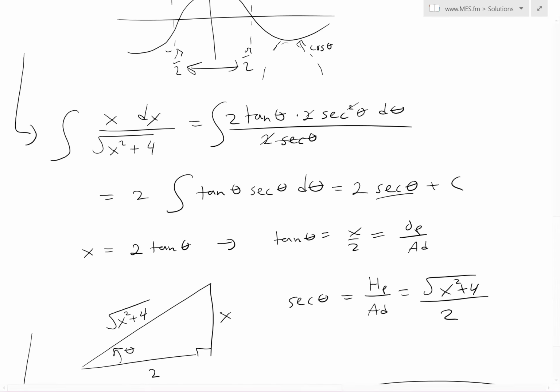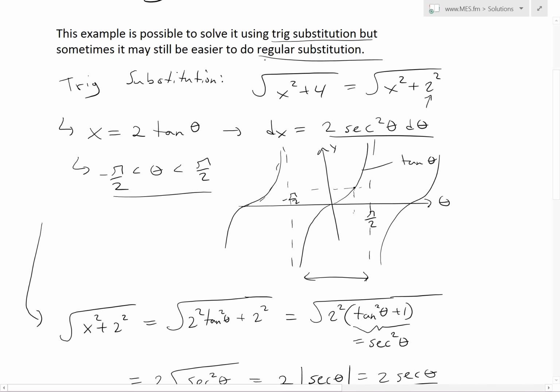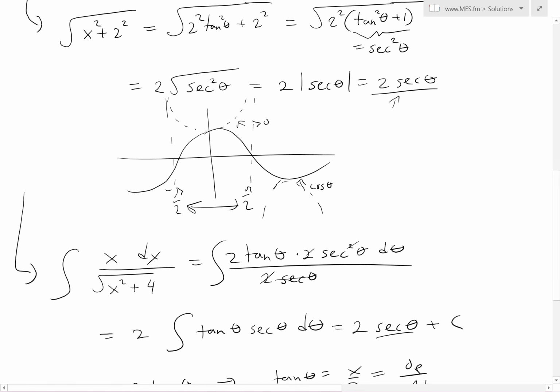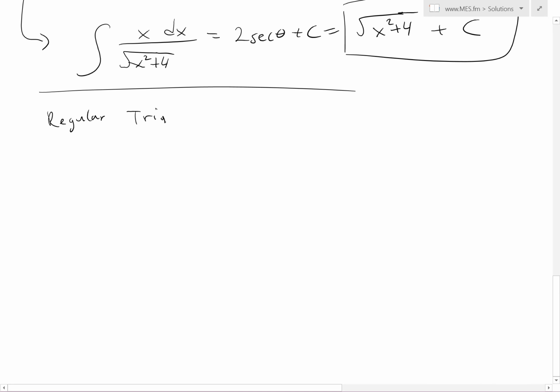And as you can see, this is a pretty complicated way. This is much harder than if we were to do just regular substitution. So if we were to scroll back here, let's just do a regular integral substitution right here.